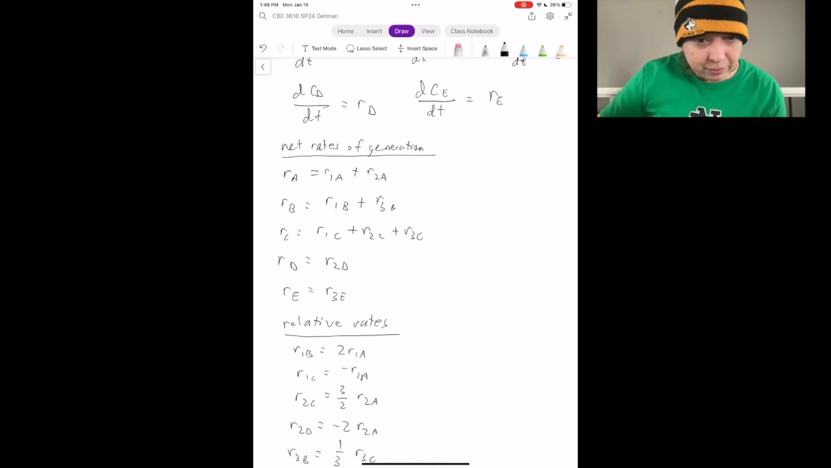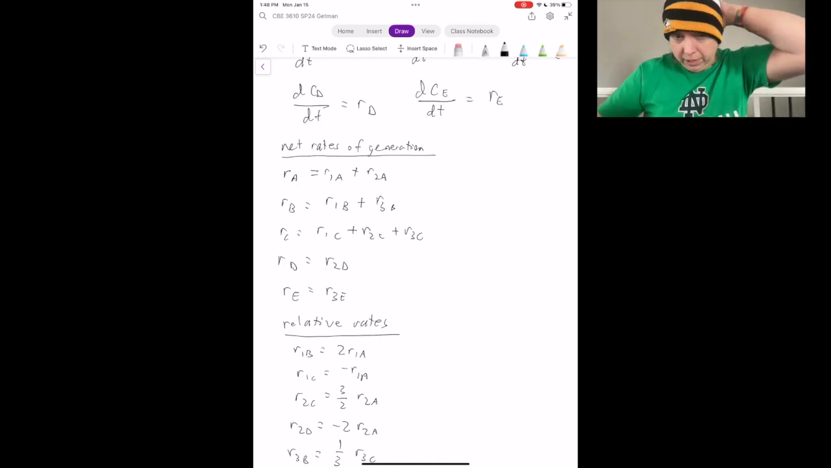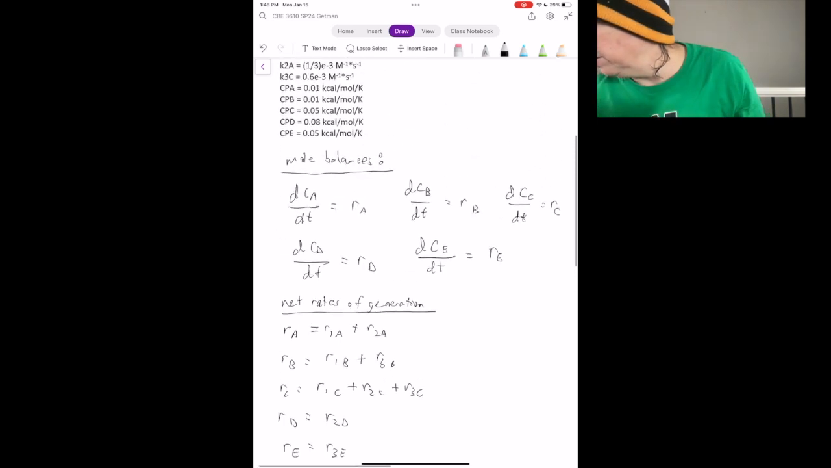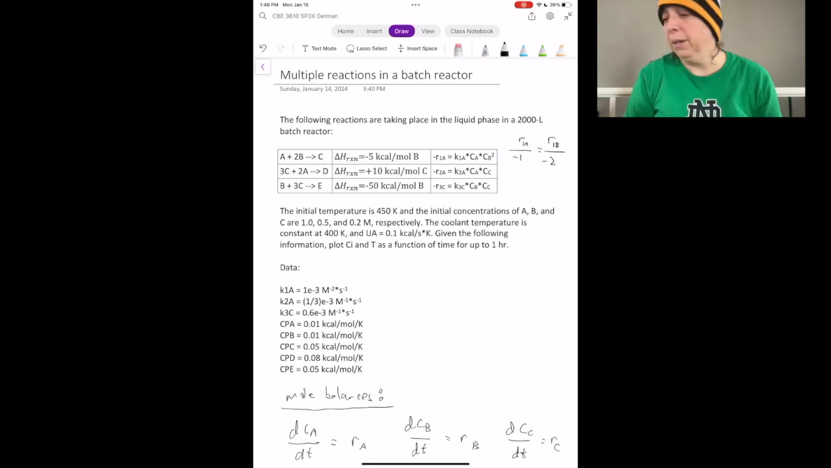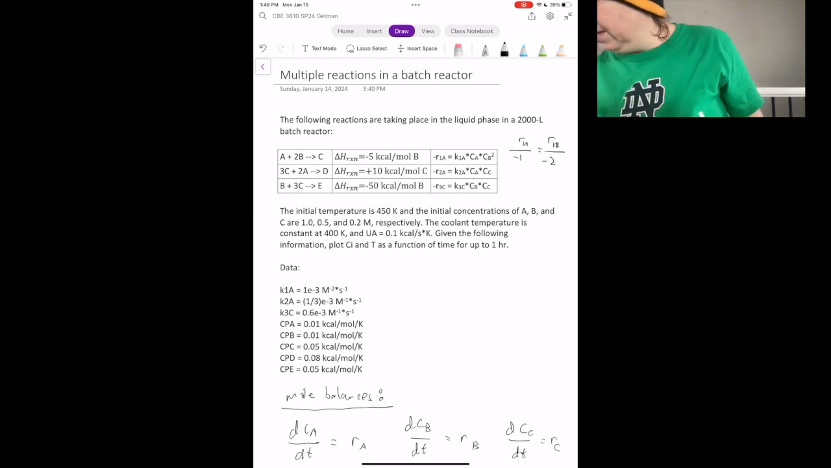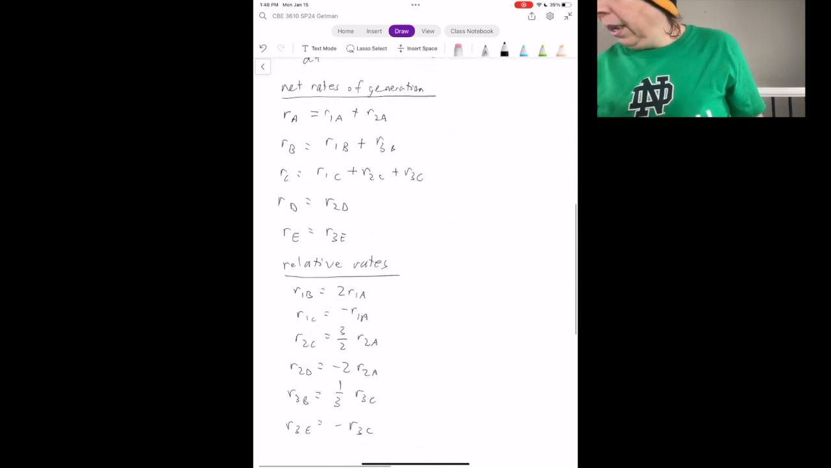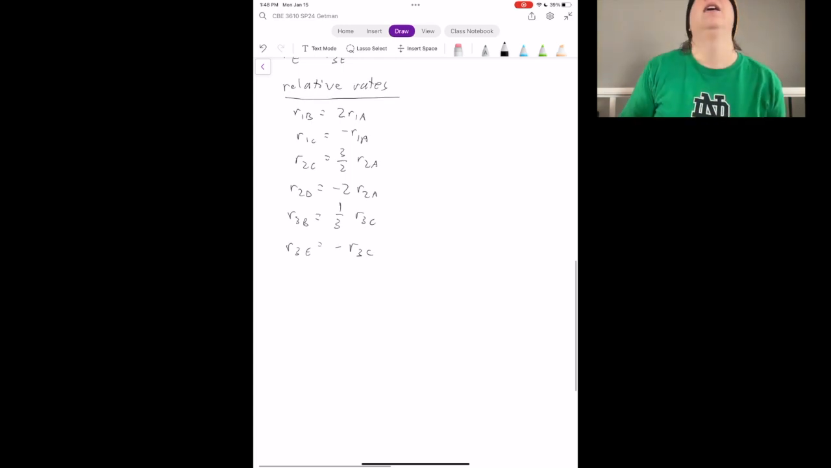I've already got expressions for my rate laws. Those are given in the problem statement. What else do I need here? I'm going to need an energy balance. Okay, so this is a non-isothermal reaction. Therefore, I need to write an energy balance.